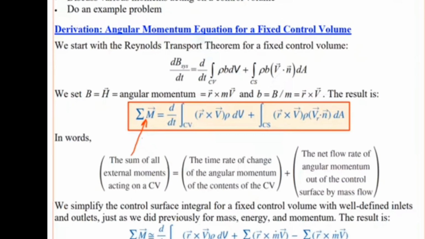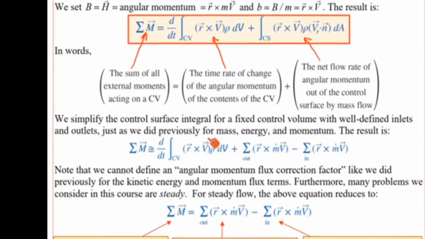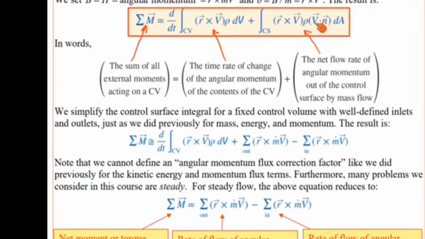Let's look at the terms. This first term is the sum of all external moments acting on a control volume. The second term is the time rate of change of the angular momentum of all the contents within the control volume. And the third term is the net flow rate of angular momentum out of the control volume surface by mass flow, as we did previously for mass, energy, and momentum. We simplify this term for well-defined inlets and outlets.